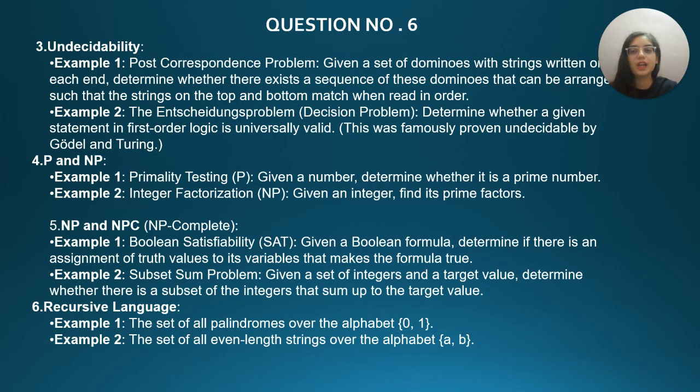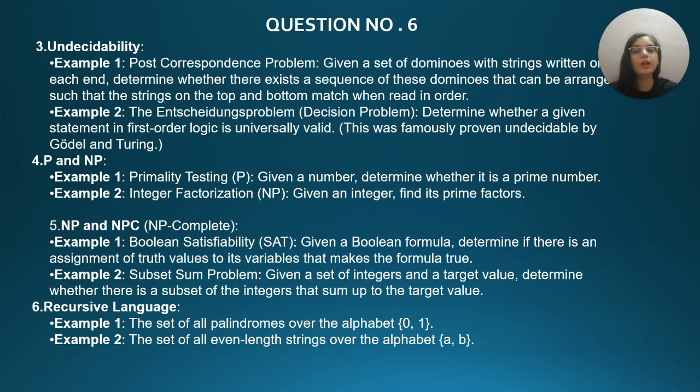And next we have undecidability. The 2 problems can be the post correspondence problem and the decision problem of determining whether a given statement in first order logic is universally valid or not. Next we have P and NP. P can be primality testing: given a number, determine whether it is a prime number or not. Next is integer factorization, which is for NP: given a number, determine whether it has a prime factor or not. Now we have NP and NPC, where NPC is NP complete.